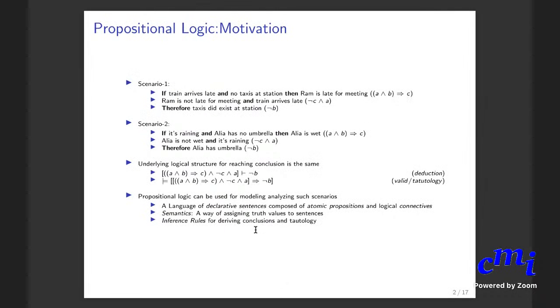And then the third thing that it has is inference rules, of the kind that let us either derive conclusions, like we did here, where in both these cases you could deduce not B, or check tautologies like these. So there are rules to derive conclusions and also to conclude that something is a tautology.